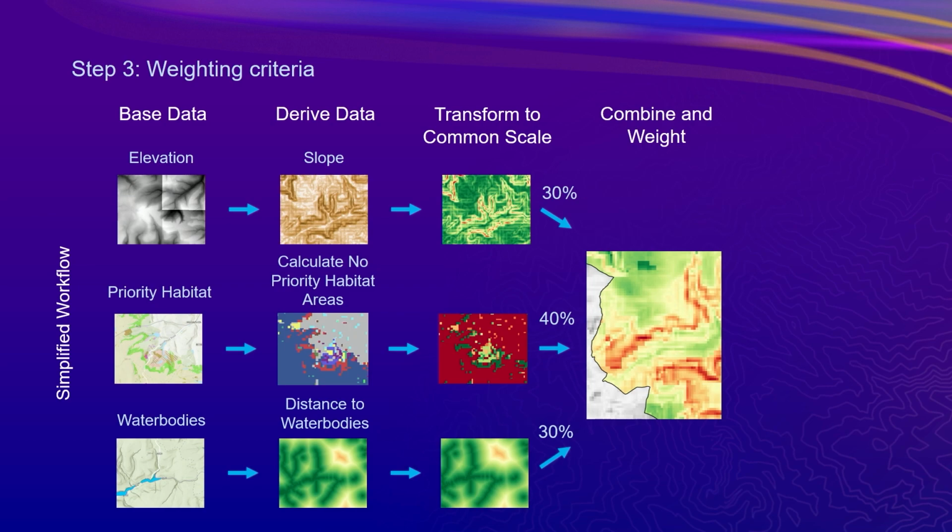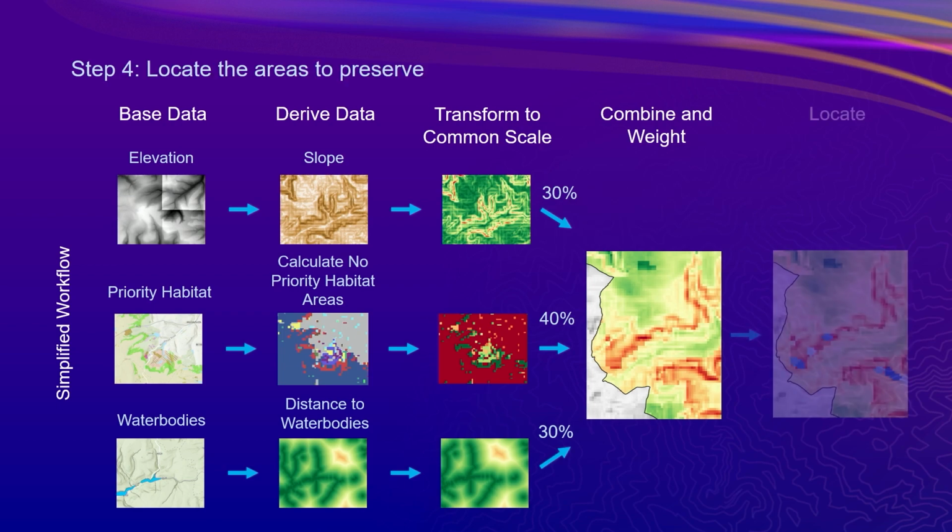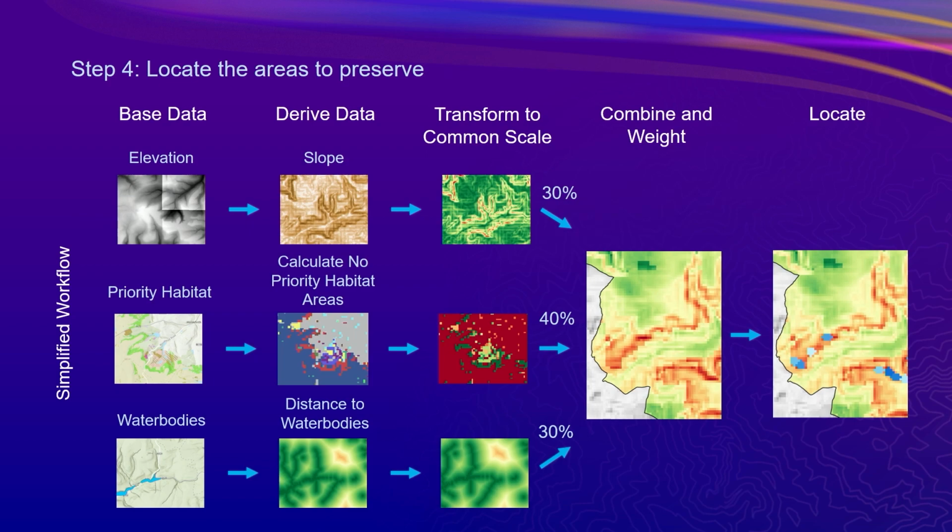The next step in our workflow is to weight the criteria relative to one another and combine them to create a suitability overlay. This is where we can control the weight of each criteria as a percentage and make it more or less impactful on the overall analysis.